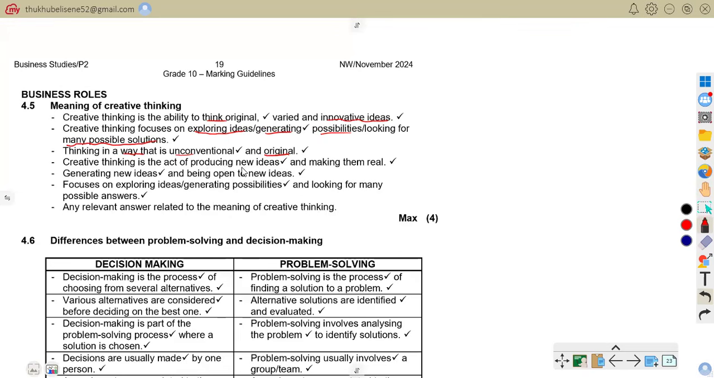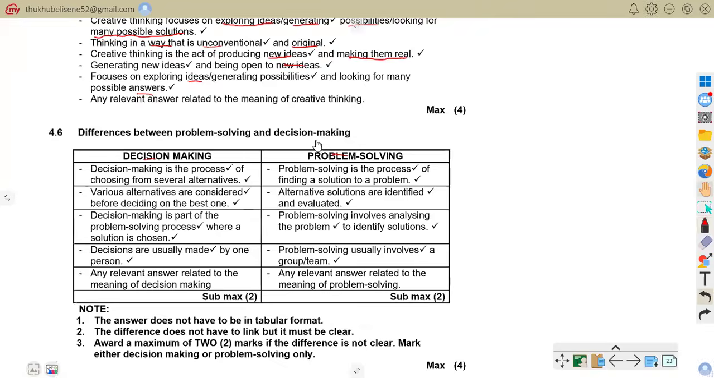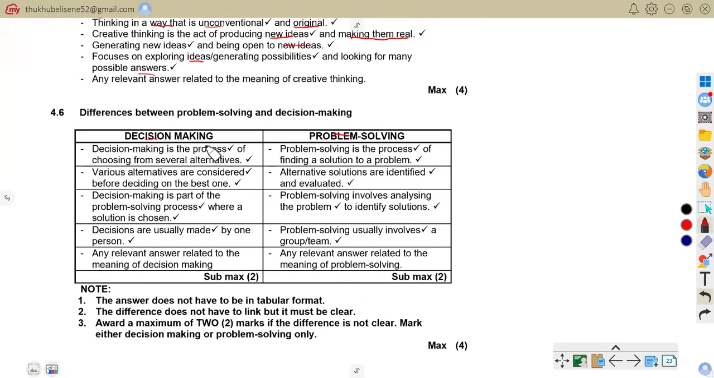So that is the act of producing new ideas, as we are going to generate new ideas and be open to new ideas. And it is as well focusing on exploring ideas, generating possibility, and looking for many possible answers. So that is the meaning of creative thinking. So now we are to differentiate between decision-making and problem solving.